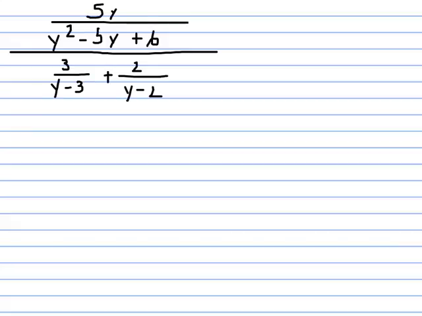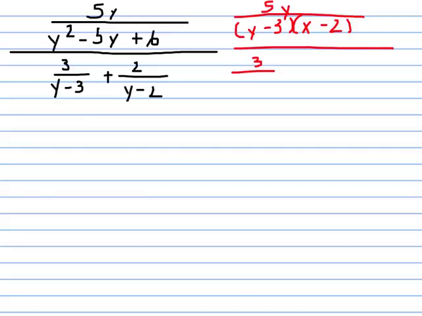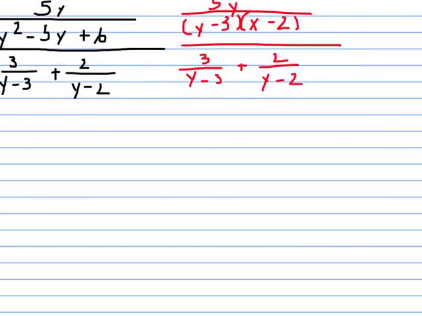Alright, so let's take a look at this one. First thing I want to do is factor it. So let's factor that y squared minus 5y plus 6, and it's going to be y minus 3, y minus 2. Okay, divided by 3y minus 3 plus 2y minus 2. Alright, so now that one's pretty irrelevant. We just need to work with whatever this one is in red.